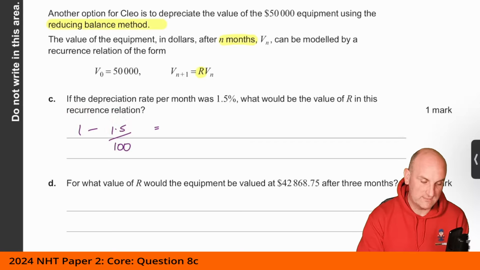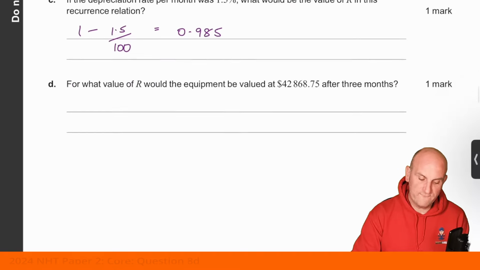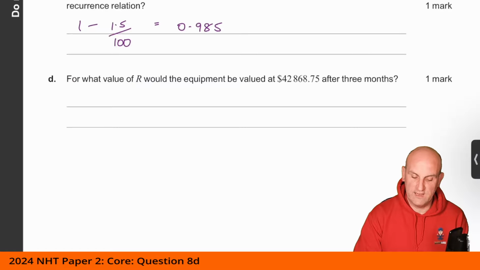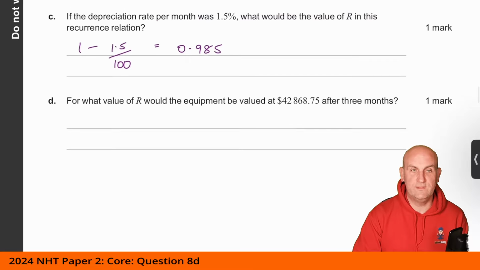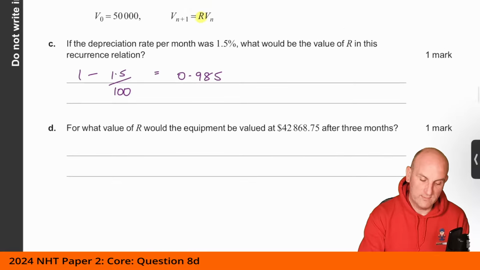So when again, I put that into my calculator, I got 0.985. Whew. For what value of R would the equipment be valued at that after 3 months? Well, what they're actually giving you there is a final value. So they're giving me my final value.